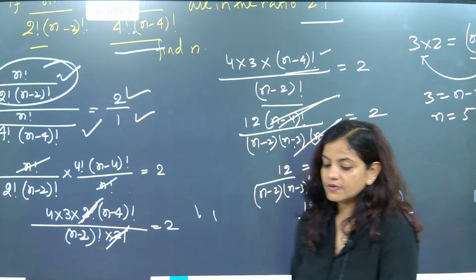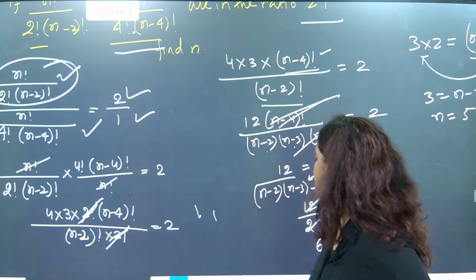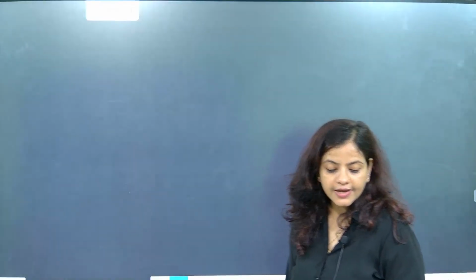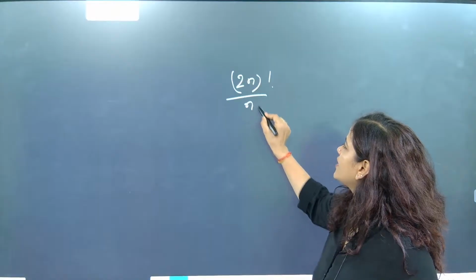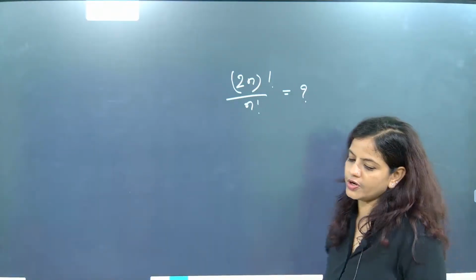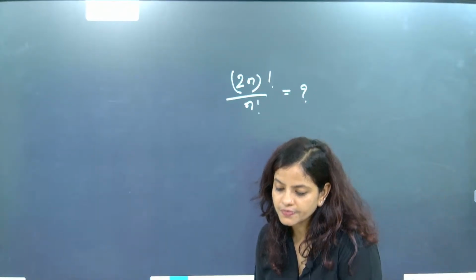Okay, Divya. Good, beta. So if somebody will be asking you this question, like you need to bring an answer, 2n factorial by n factorial will be equal to what? Solve this question.